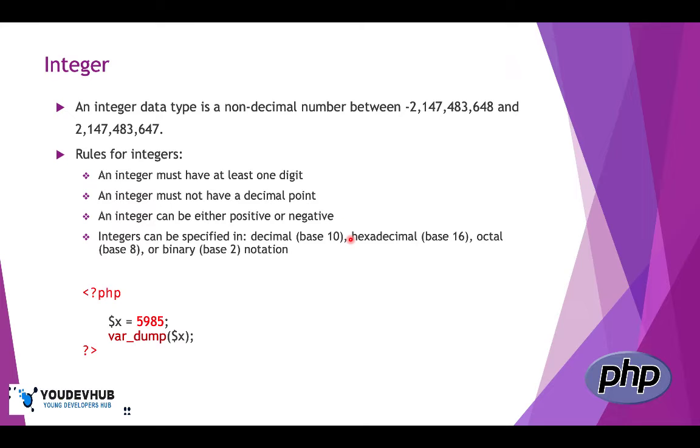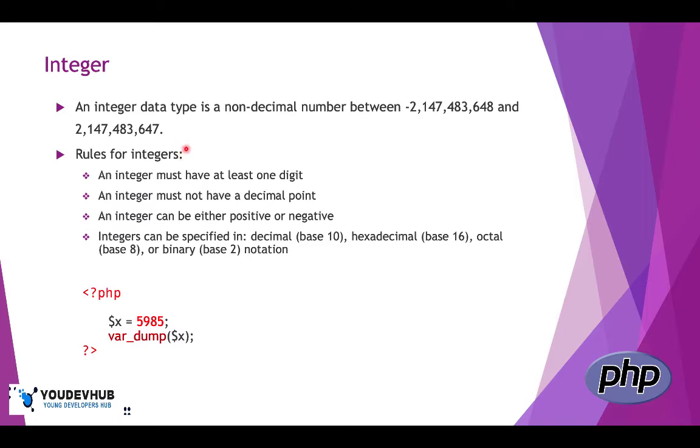Okay, the next type we'll be talking about is the integer. An integer data type is a non-decimal number between a negative value and a positive value of every kind. It's a data type of number that does not have any decimal point.